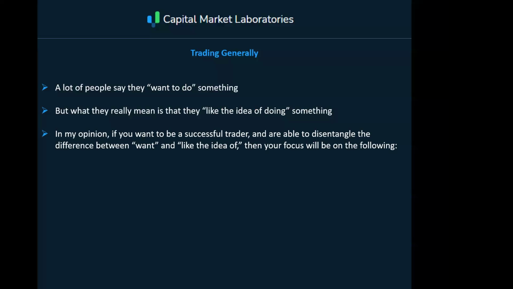In my opinion, if you want to be a successful trader and you're able to disentangle this difference, wanting something and liking the idea of something, then your focus will be on the following 3 things. TradeMachine members, here comes our mantra. A process or a plan.